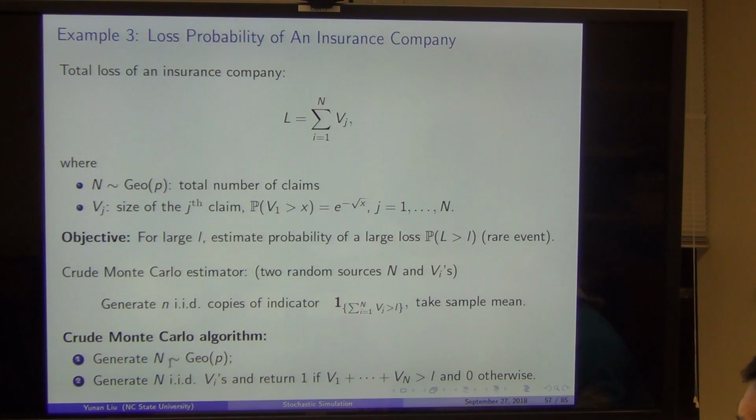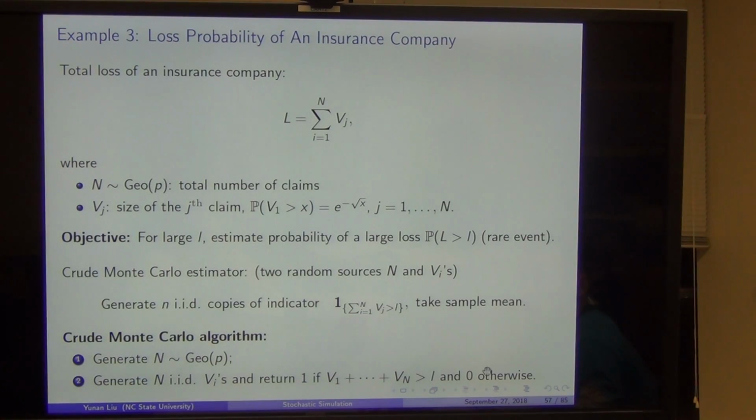So in each run, generate the N using our geometric random variable algorithm, which can be done by using one uniform, right? Depending on what value you see from step 1, generate N i.i.d. copies of V, and sum up. Return a 1 if the sum is greater than L, otherwise you return 0. Okay? Crude Monte Carlo. What can we do here to improve? How do we make use of the idea of stratified sampling? If we do, what do we stratify on? What kind of random variable do we treat as a stratification variable, right?